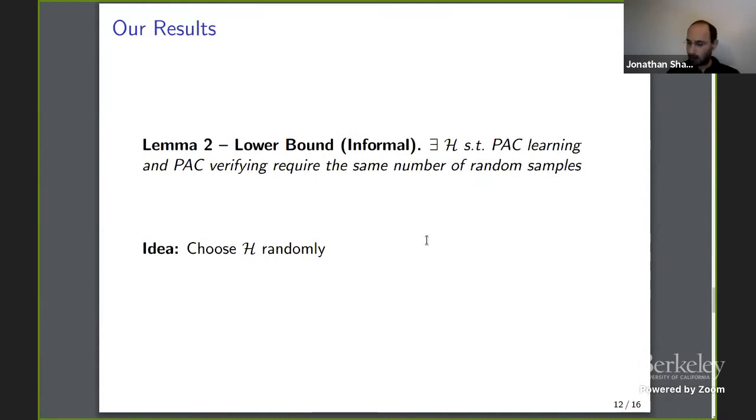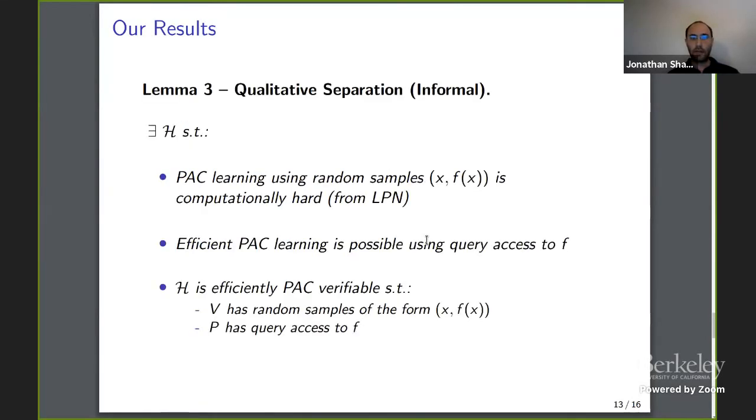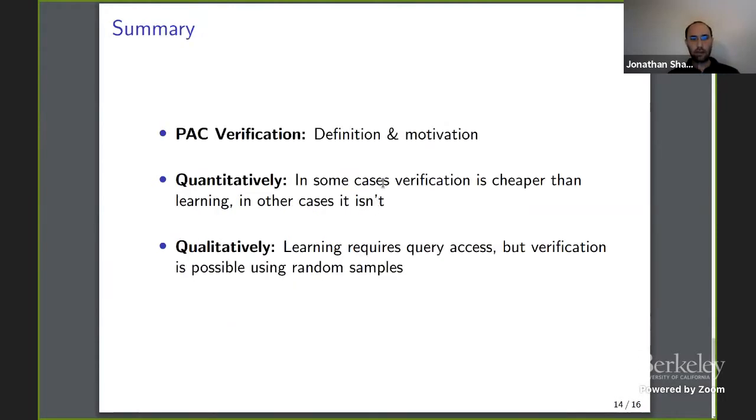Our second result says kind of the opposite, that in some cases it's not possible to verify more cheaply than learning. And our third result says that in some cases there's a qualitative separation. There are classes where you cannot learn using random samples, but you can learn using query access to the target function. So you can't learn using random samples, but you can verify using random samples. That's our third result. To summarize, we saw the definition of PAC verification. We saw that there is sometimes a quantitative separation, sometimes not. There's a case with a qualitative separation where it suffices to use random samples to verify, but learning requires query access.